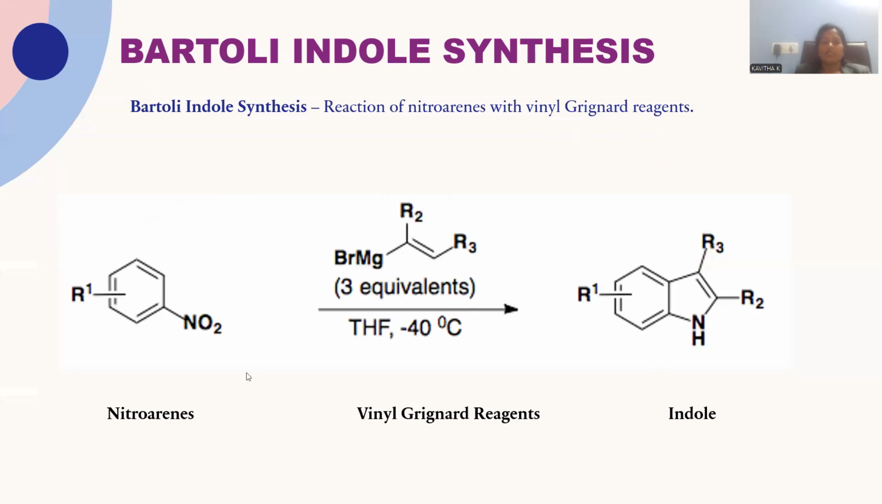Bartoli indole synthesis is accomplished by taking nitrobenzene as a starting material and treating it with a vinyl Grignard reagent. RMgX is designated as a Grignard reagent. Instead of R, we are taking vinyl, or a lengthier alkyl side chain, so that the vinyl Grignard reagent is taken in excessive quantity. Tetrahydrofuran is taken as the organic solvent medium and the reaction is operated at an extremely low temperature, -40 degrees is optimum, giving rise to indole as the final product.